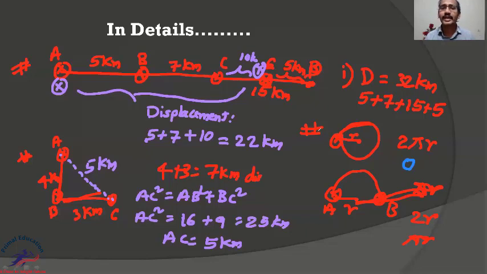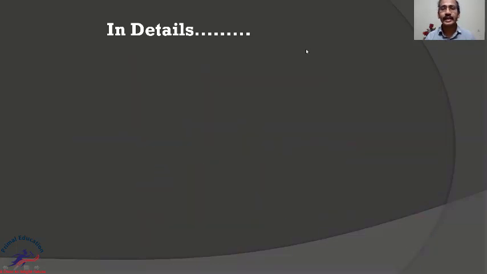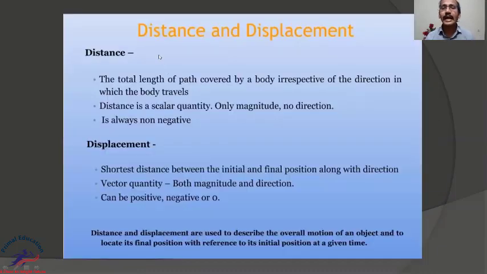Got the point? So this is the way we can understand what is distance and displacement. Clear? Can we go forward? What is the difference between distance and displacement? Distance is the total length of a path covered by a body, irrespective of the direction in which the body travels. Distance is a scalar quantity. Yes, only magnitude and no direction. Distance we can calculate, but there is no direction. It can choose any path direction. Yes, it's always non-negative, which means positive. Distance value is always positive.